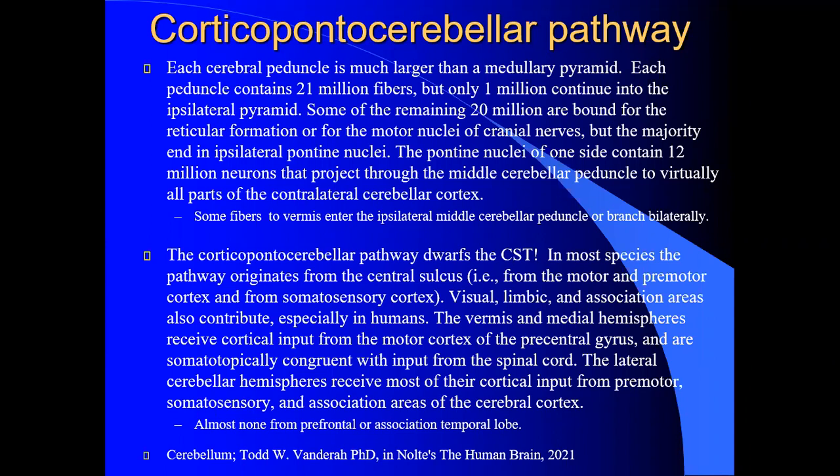So here are the numbers. Each cerebral peduncle, on each side, contains 21 million fibers, okay? But there are less than 1 million fibers in the ipsilateral pyramid. It doesn't matter that they're decussating or not. They're symmetrical. So you've got 21 million going down to 1 million. And that's what's going on. Where do the remaining 20 million go?